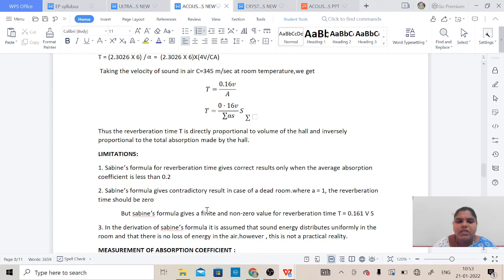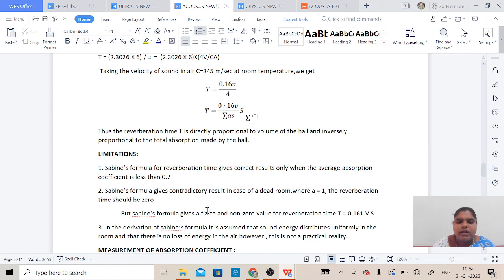Let us see what the limitations are. Sabine's formula for reverberation time gives correct results only when the average absorption coefficient is less than 0.2. Only when the value is less than 0.2 will Sabine's formula work. Sabine's formula gives a contradictory result in the case of a dead room where A equals 1, where the reverberation time should be 0. But Sabine's formula gives a finite, non-zero value, T equals 0.161 V by S, measured in units of Sabine.